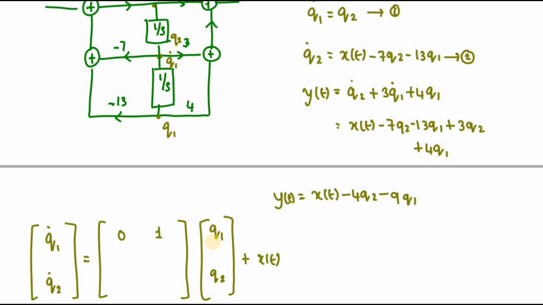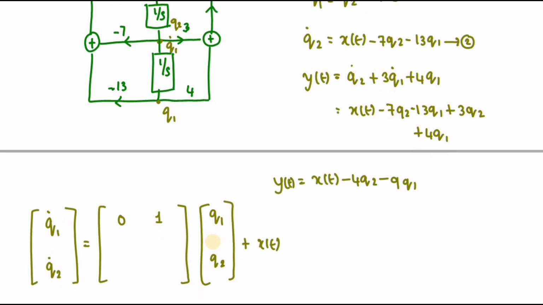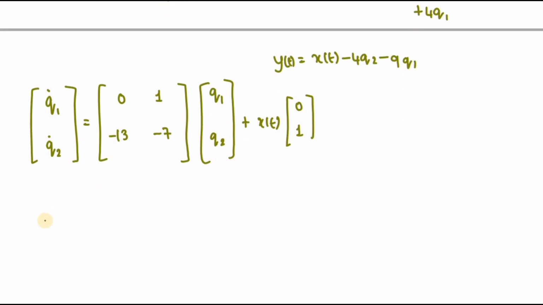Similarly, I can write q2 dot is equal to minus 7, minus 30 times q, plus x(t) into, you have to multiply with 1 of 0, which gives 0 of 1. So 0, this is 1. Since for q1 dot you will not get any value for x(t), for q2 dot you will get the value of x(t). Next, y(t). y(t) also you have to write in the same format.